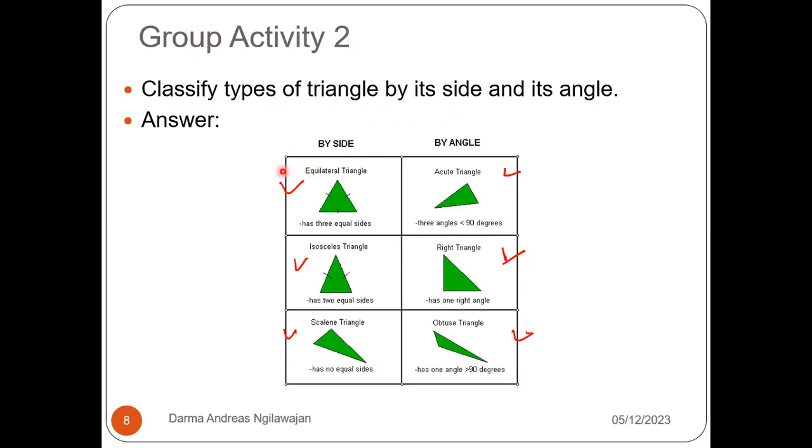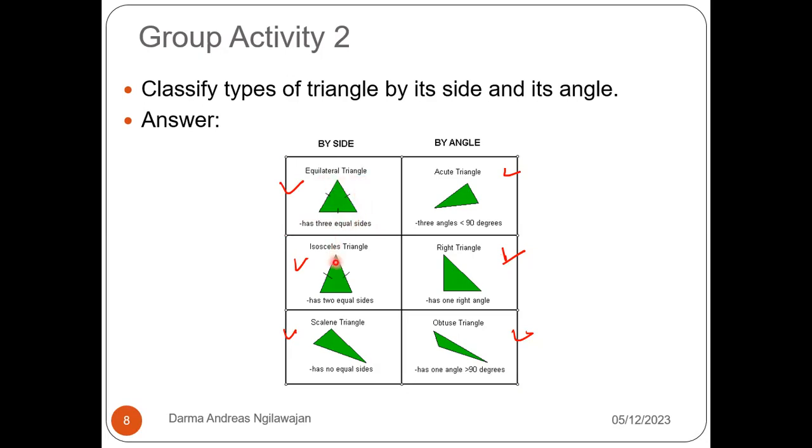So the answer has been provided. As you can see, according to the side, kita lihat dari sisi-sisinya ya, bentuk sisinya. Equilateral triangle, which means this triangle has 3 equal sides. Segitiga sama sisi ya. Oke. Segitiga sama sisi. Equilateral triangle.